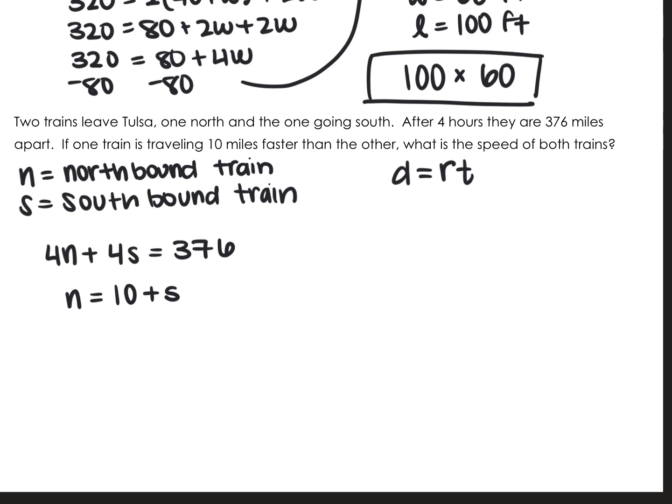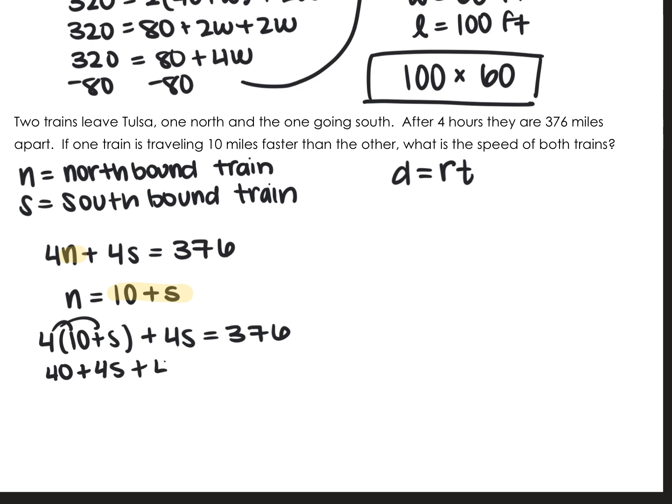So another problem set up for substitution. I'm going to take my 10 plus s and plug it in for n in my first equation. So we're going to get 4 times (10 plus s) plus 4s equals 376. Distribute into the parentheses: 40 plus 4s plus 4s equals 376. We get 40 plus 8s equals 376.